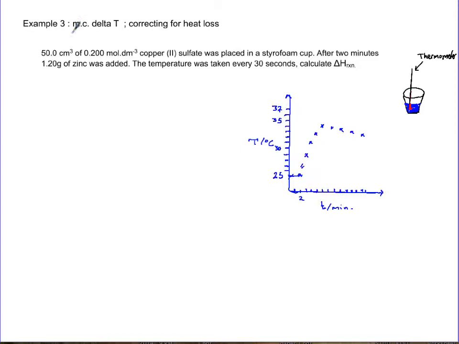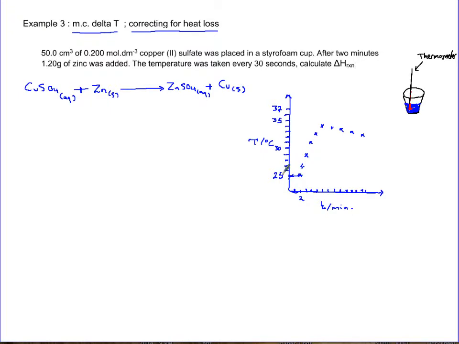Another example of MC delta T, and this time I'll try to correct for heat loss by extrapolation. In this problem we have copper sulfate, a blue solution, in a styrofoam cup. After 2 minutes, when the temperature is not fluctuating, we add our zinc. The reaction is single displacement, giving zinc sulfate, a transparent solution, plus a precipitate of copper, which is red.